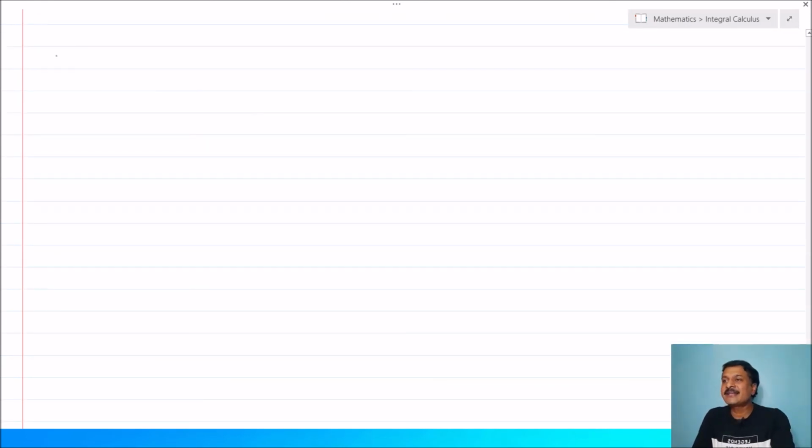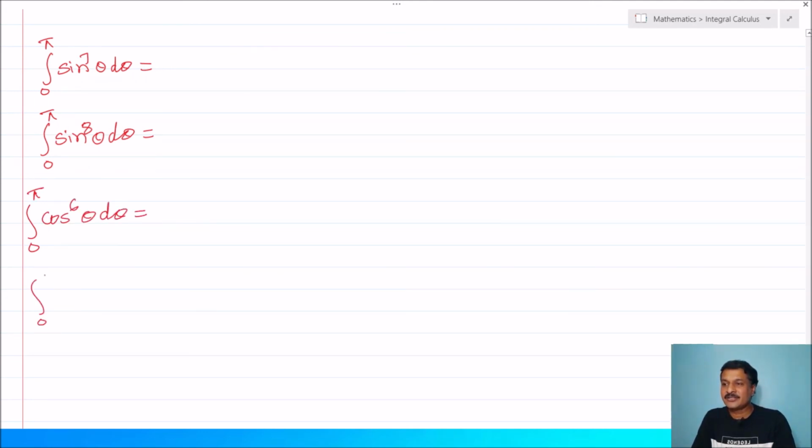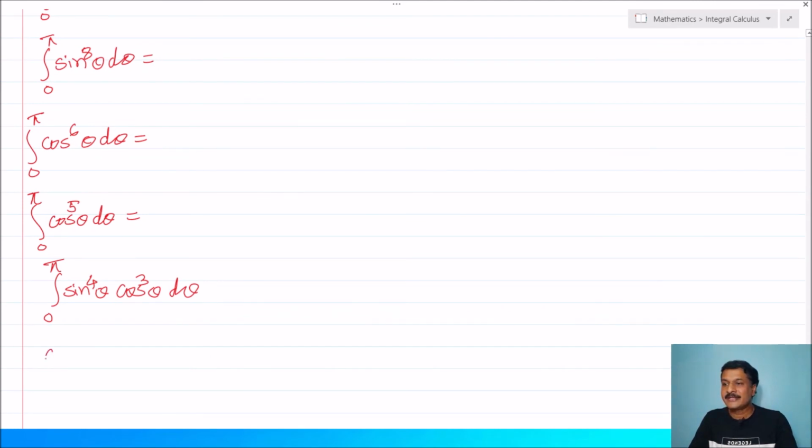Now if we extend our limits from 0 to pi, a different example I am going to consider now here. Integration 0 to pi sine theta raised to 7 d theta, integration 0 to pi sine theta raised to 8 d theta, integration 0 to pi cos theta raised to 6 d theta, integration 0 to pi cos theta raised to 5 d theta, integration 0 to pi sine theta raised to 4 cos cube theta d theta, and integration 0 to pi sine cube theta into cos theta raised to 4 d theta.